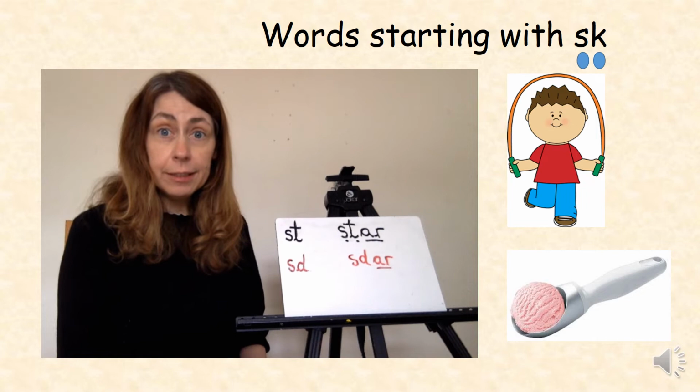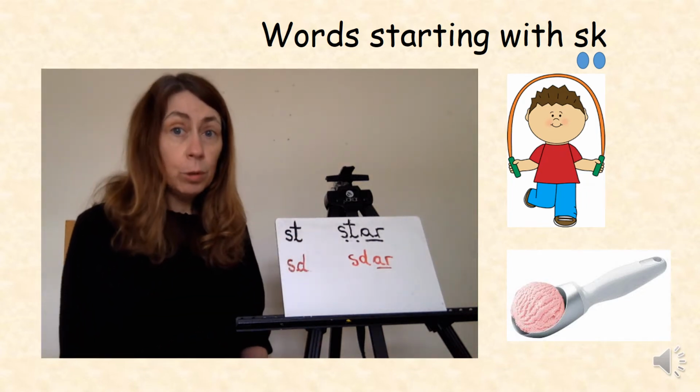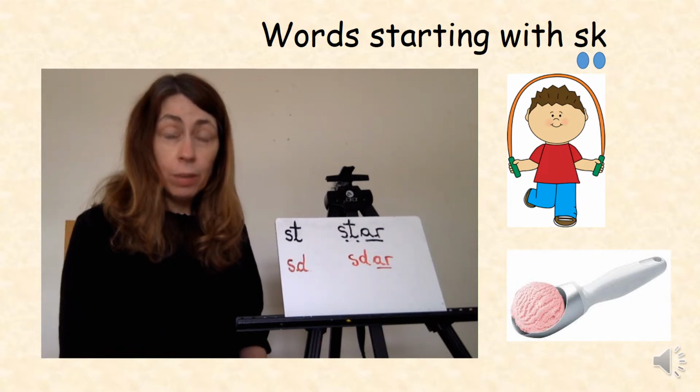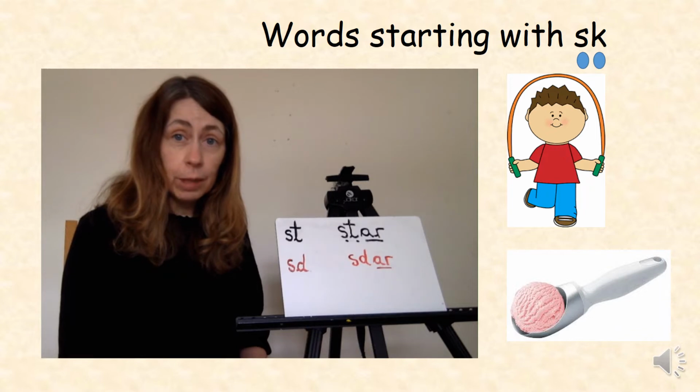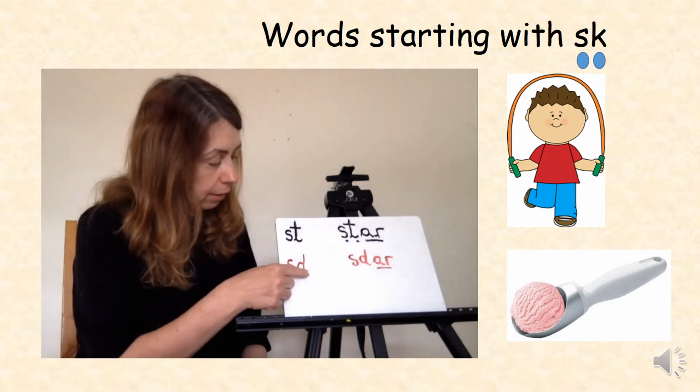Yesterday we looked at these two letters, S and T. Pause the video now and tell your grown-up what you learnt about those two sounds when they're squashed together at the beginning of a word. That's right, they sound like an S and a D.